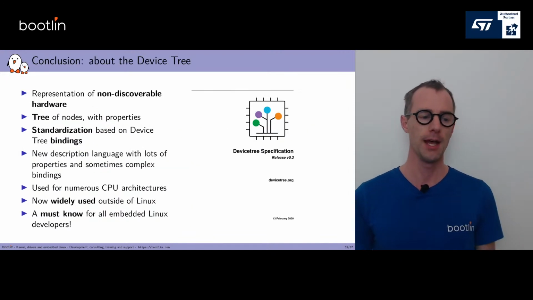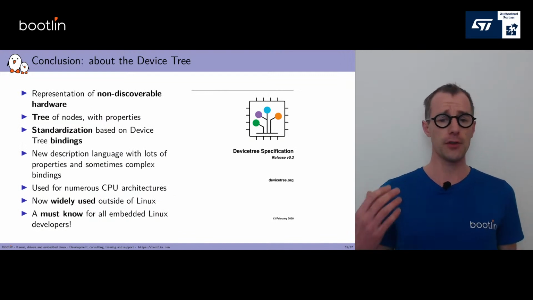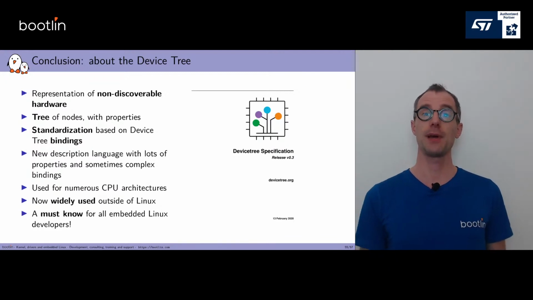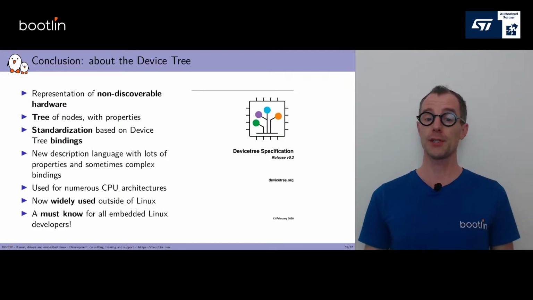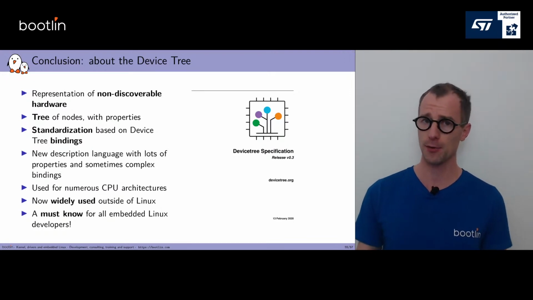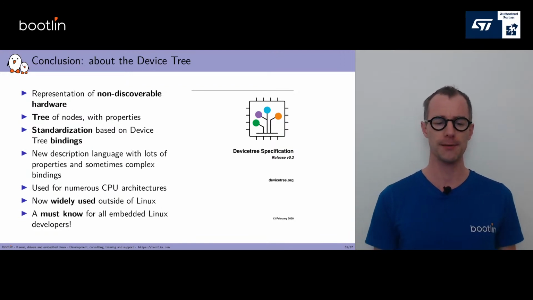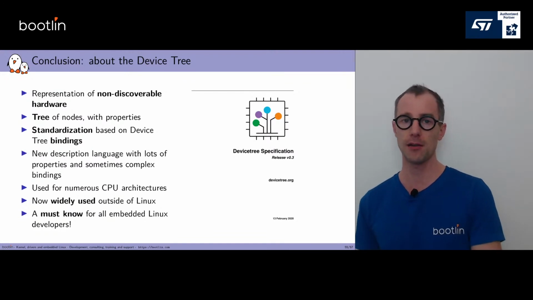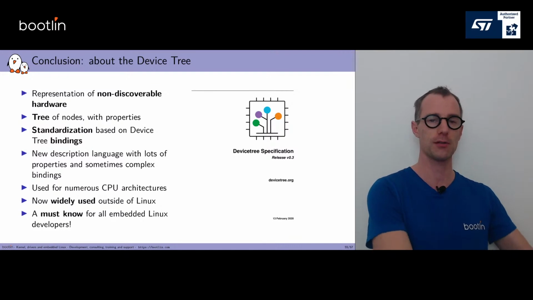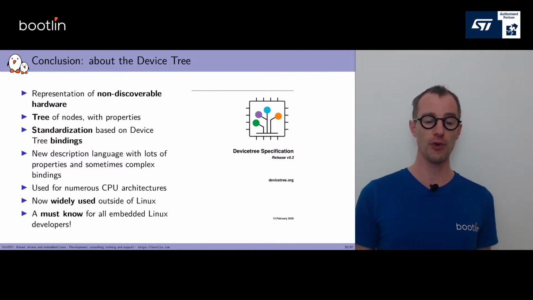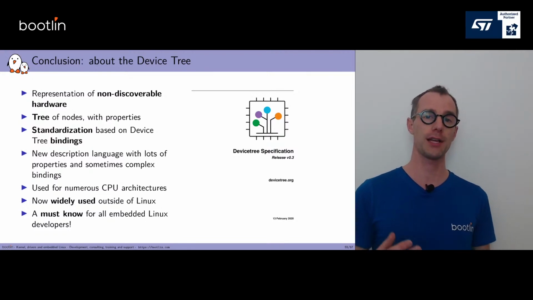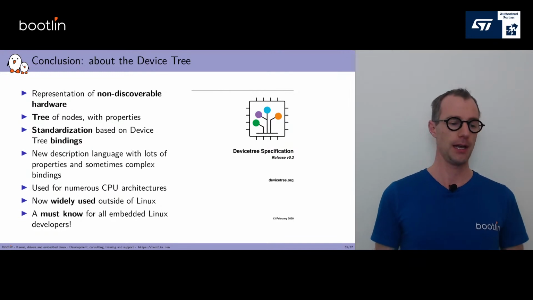So to conclude about the device tree, the DT is a representation of non-describable hardware in the form of a tree of nodes with properties. There is some standardization that is based on device tree bindings. It's a new description language which has lots of properties and sometimes complex bindings and complex topics, but it is no use for numerous CPU architectures. It's widely used in the Linux kernel, but also outside in U-Boot, Barebox, and other projects. And so it has become really a must-know for all embedded Linux developers. And I hope this discussion will help you understand that better or discover that and help you for your future projects.